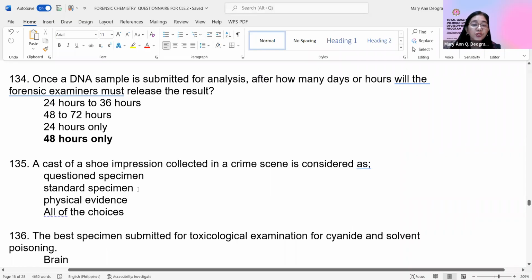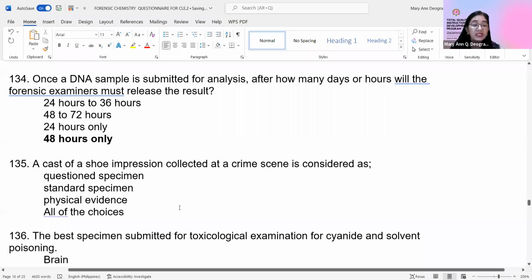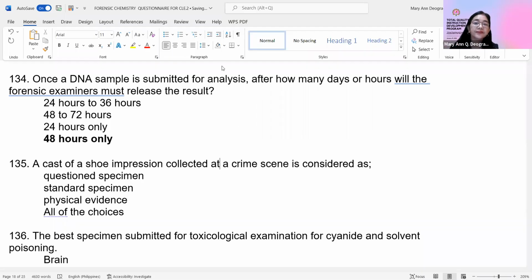A cast of a shoe impression collected at a crime scene is considered as A, question, standard, physical, or all of the choices. Ulitin natin ha. A cast of a shoe impression collected at a crime scene. Ano yun? Shoe mark yun, tapos i-collect. Is it the question, the standard? Letter A. It's the question.